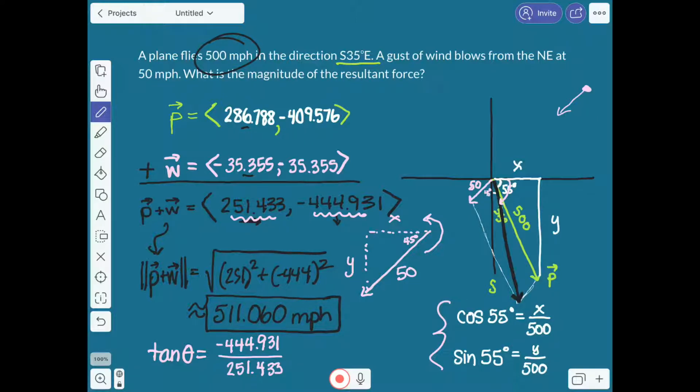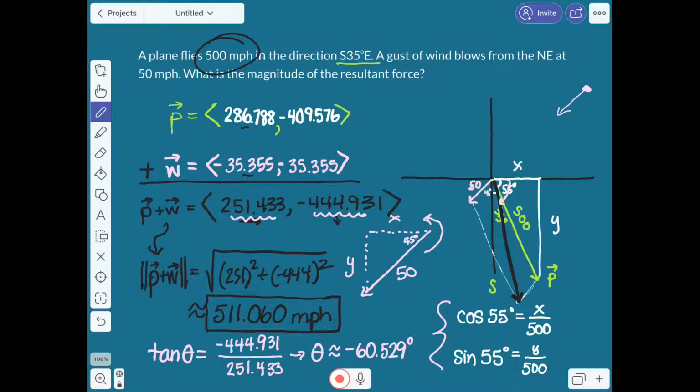Inverse tangent of negative 444 divided by 251. All right, so when I do my inverse tangent, I get negative 60.529 degrees, where previously, remember, it was 55 degrees. So it actually got blown off course by about 5 degrees.